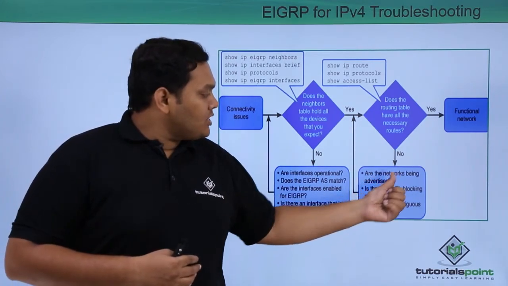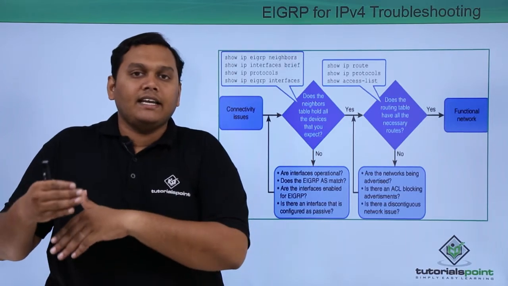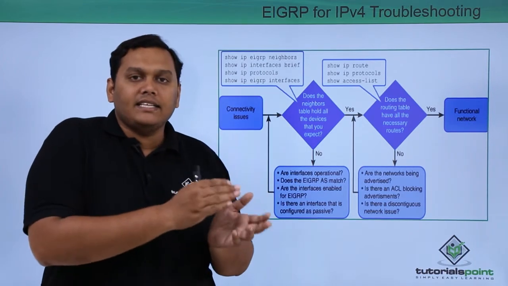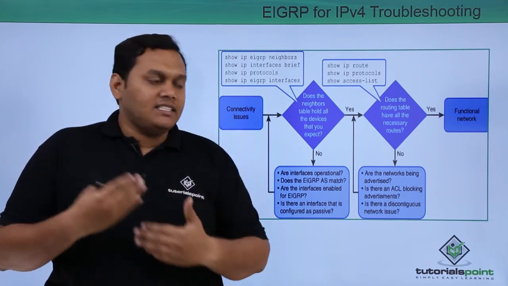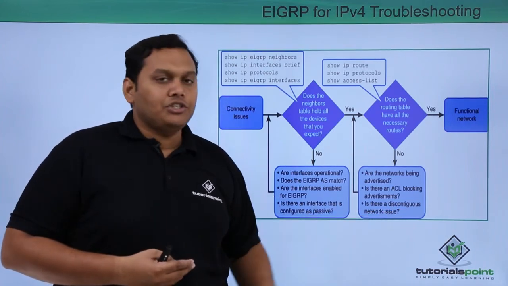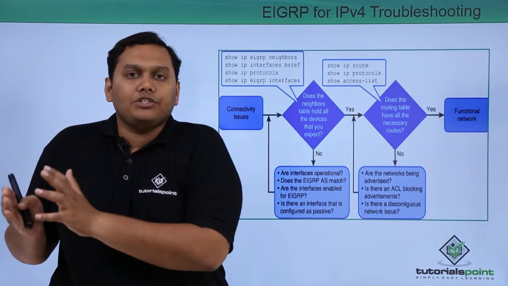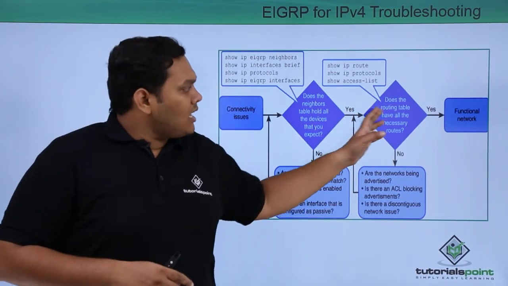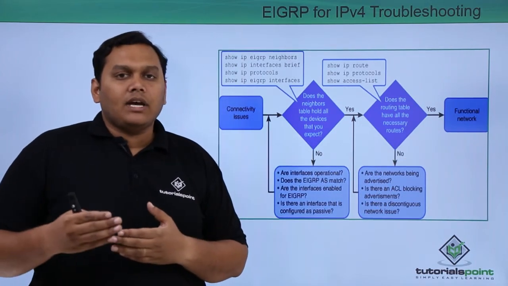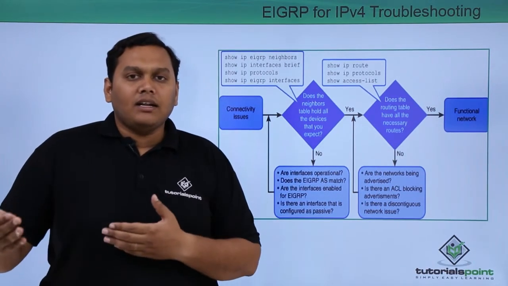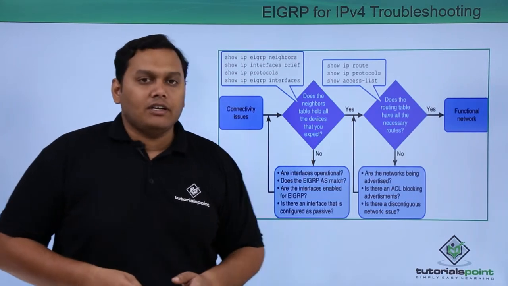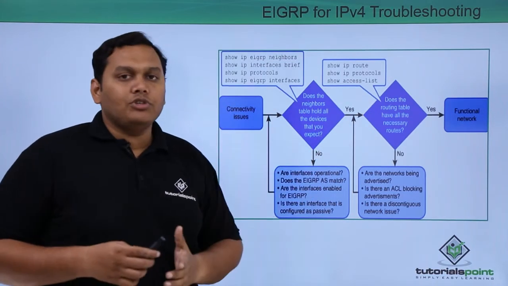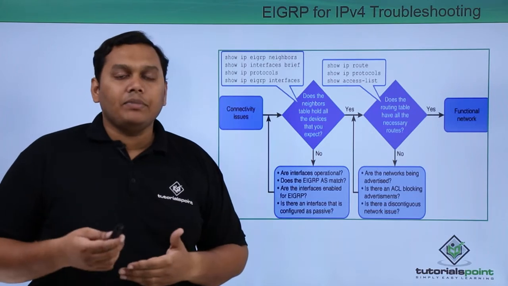Are the networks being advertised? Check whether the networks are getting advertised or not. Is there any ACL blocking advertisements? If you have configured any ACL blocking advertisements, you have to check and disable them. Is there any discontiguous network issue? You have to look at discontiguous network issues and overcome them, so that the connectivity issues will go down. Then again, going to the functional network, we have to take the help of the third-party vendor and check with the functional network. So this is the basic troubleshooting and the step-by-step following of the flowchart of connectivity issues when you have EIGRP troubleshooting.